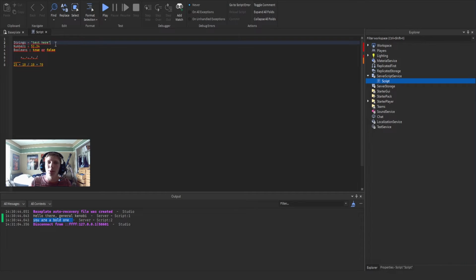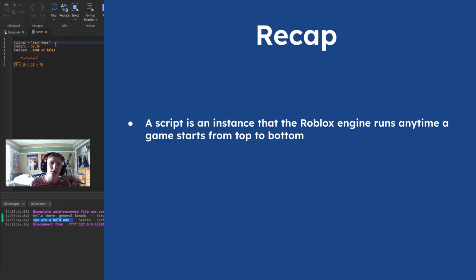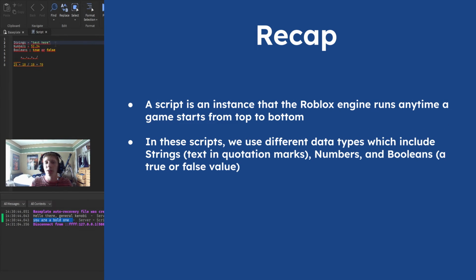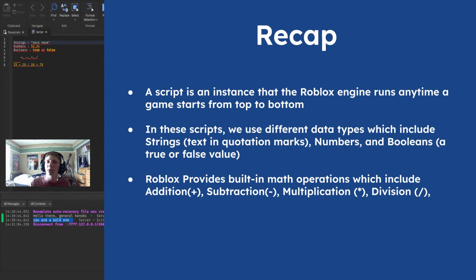To recap, we have a script. What is a script? It's something that runs code inside Roblox using the engine from top to bottom. In these scripts, we can run commands using different data types, such as strings, which is just text, numbers, which are numbers and can be decimals of any kind, and booleans, which can be true or false, which are good for toggling stuff. Now, numbers can be used in math operations, naturally. So Roblox provides 4 math operations of plus, minus, multiplication, and division, which you can add on to numbers and multiply and add them together and divide by them.